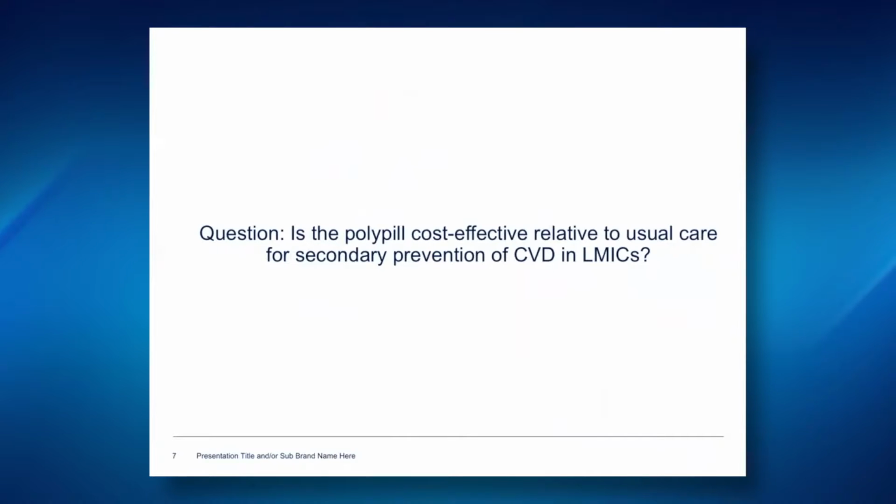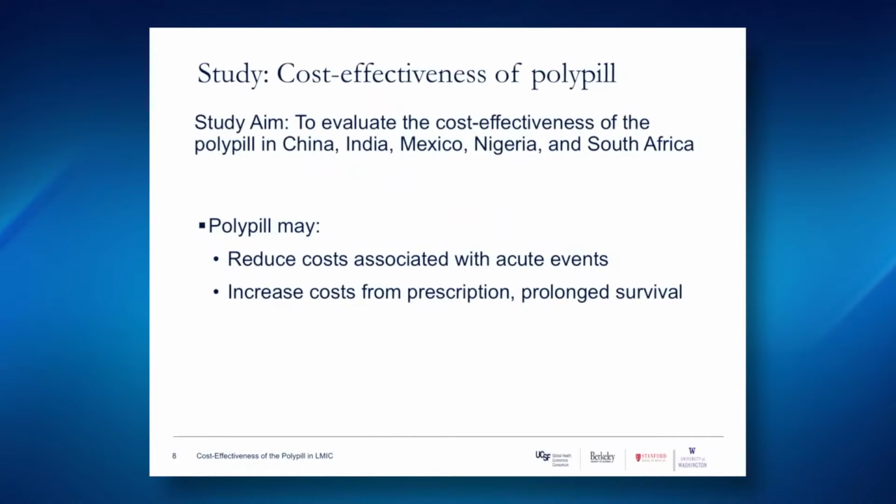And so our question was, could we answer the 3rd question the WHO had? Is the Polypill going to be cost effective relative to usual care for secondary prevention of cardiovascular disease in low and middle income countries? And so we looked at 5 countries that we thought represented a good spread of regional characteristics as well as stages of development. And these countries all have a fairly high burden of cardiovascular disease, with the exception of perhaps Nigeria.